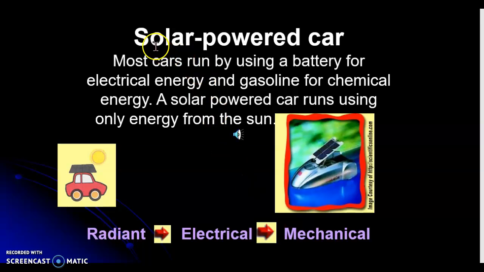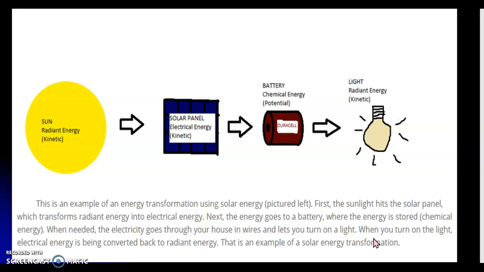But in this type, the name itself, solar powered. So think about what is the energy coming from the sun. So that is radiant energy. Radiant energy is being transformed to electrical energy that makes your car move. Since it's moving now, then that car has mechanical energy.